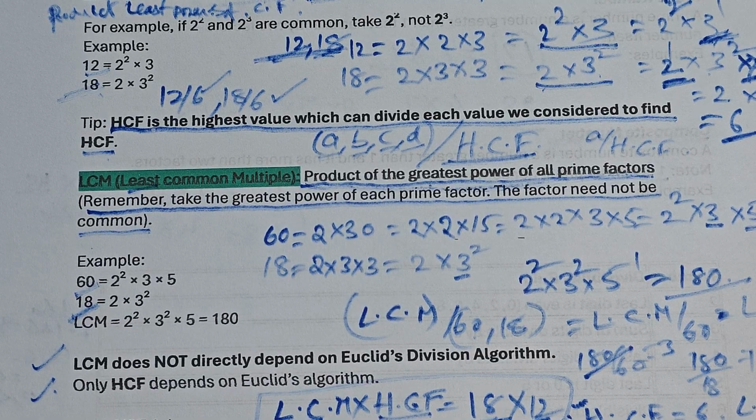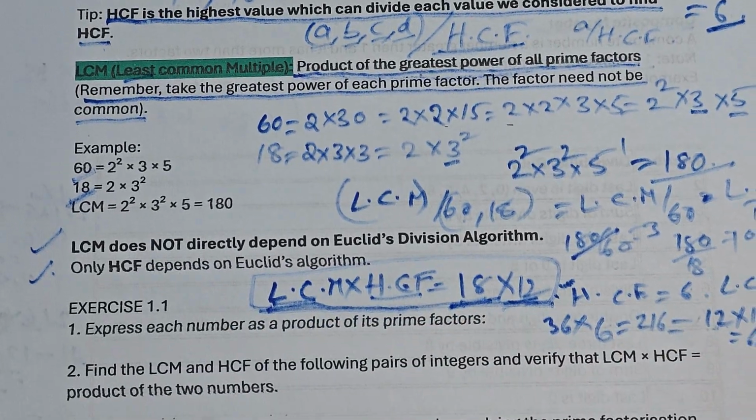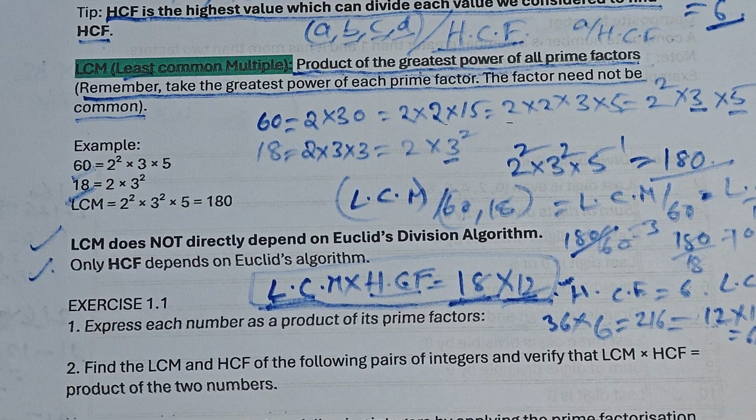And we also learned one more important thing: LCM into HCF is equal to the product of the given numbers. Suppose A and B are given and their LCM and HCF are found, then LCM into HCF is equal to the product of the given numbers. So these are the things we learned yesterday.